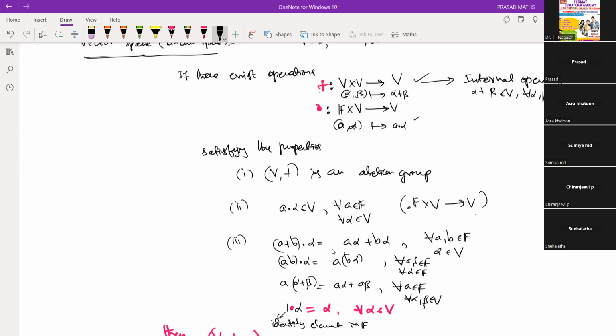What is scalar multiplication? You know, what is this operation? This is nothing but an external operation. That means you take any scalar from the field, and you take any vector, and the scalar multiplication should be a vector. That means it's an external operation, because one is coming from the field and one is coming from the vectors. Therefore, this operation is nothing but an external operation, and this is an internal operation.